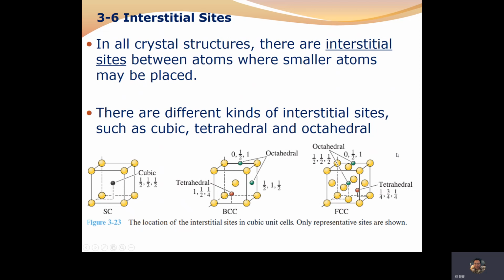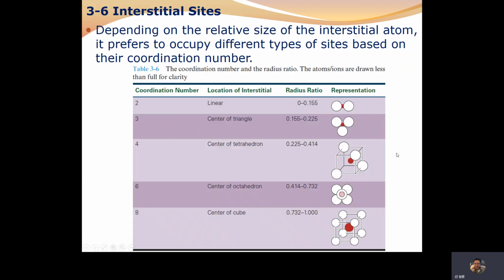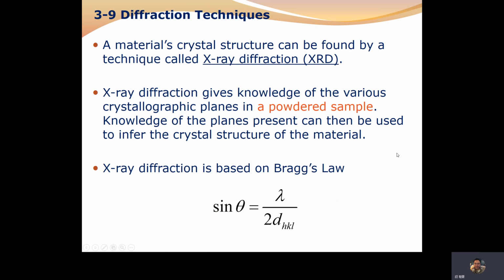Maybe I'll skip this for now and jump to XRD first. The diffraction technique is a very important technique to characterize a material's properties or its crystallographic planes. Your sample can be a powder or a bulk; it doesn't matter. No matter what, it has to be based on Bragg's law.